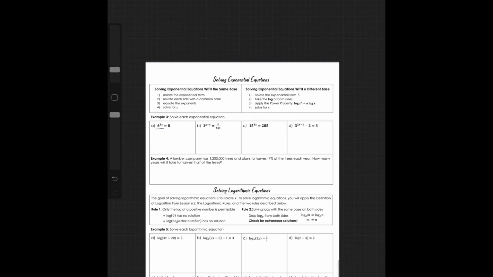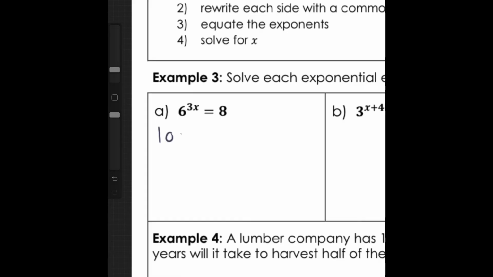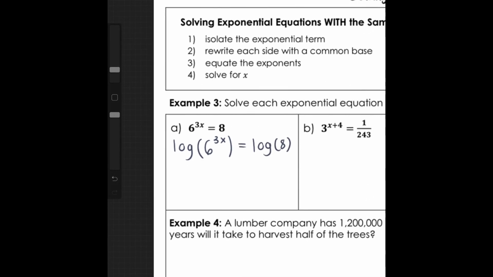So I believe we'll zoom back in here. Yep, here we go. And we're going to take the log of both sides. So log of 6 to the 3x power is equal to log of 8. And then we are going to use the exponent rule here. So we would do 3x times log of 6 is equal to log of 8. And then we have to solve this.